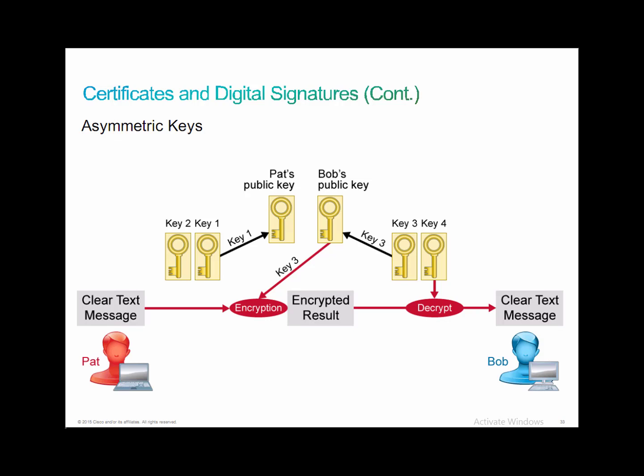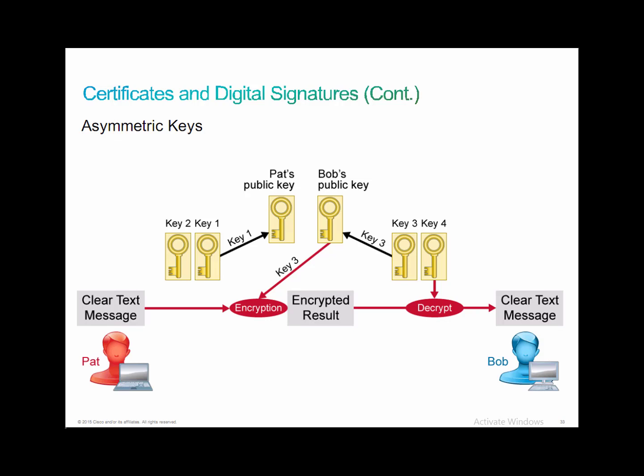Now you see here, there are 4 keys in this process, and that's because both Pat and Bob have their own key pairs, right? So Bob is going to have a private and public key, and Pat is going to have a private and public key as well. So that's what we're describing in this process. Having only one key doesn't make the data available to read.